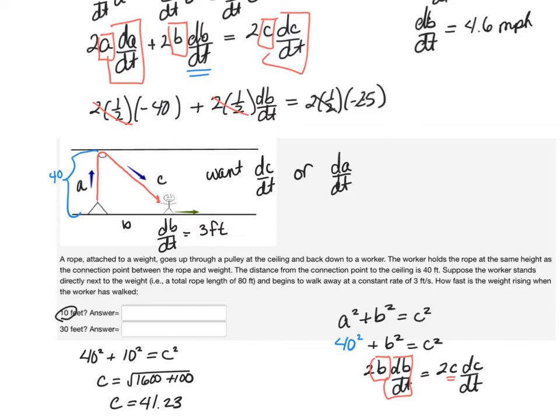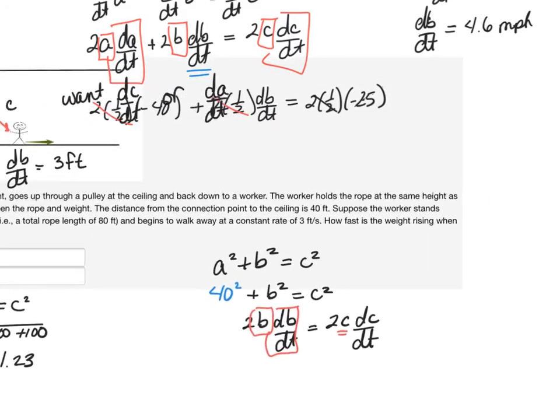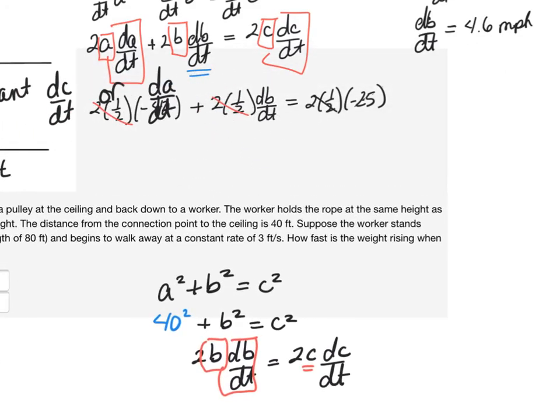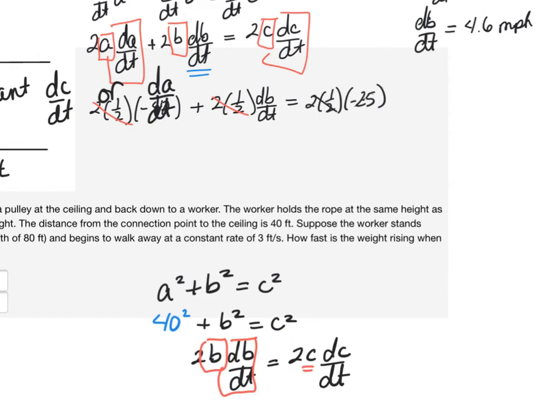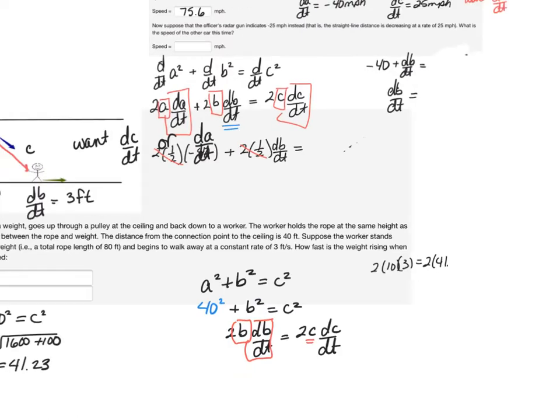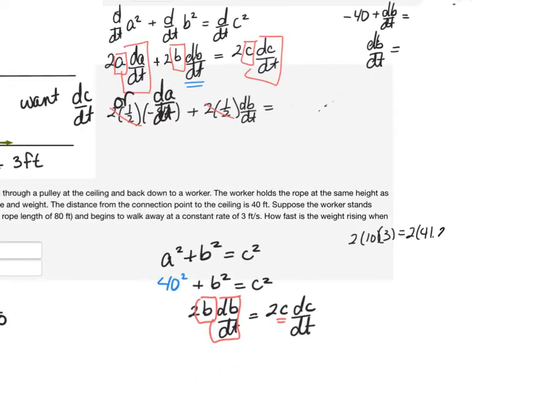Now that I have all the replacements, let's put those replacements into place. I have 2 times b. b was 10. dB/dt was 3. Is equal to 2 times 41.23 dc/dt, and that's what I'm chasing.